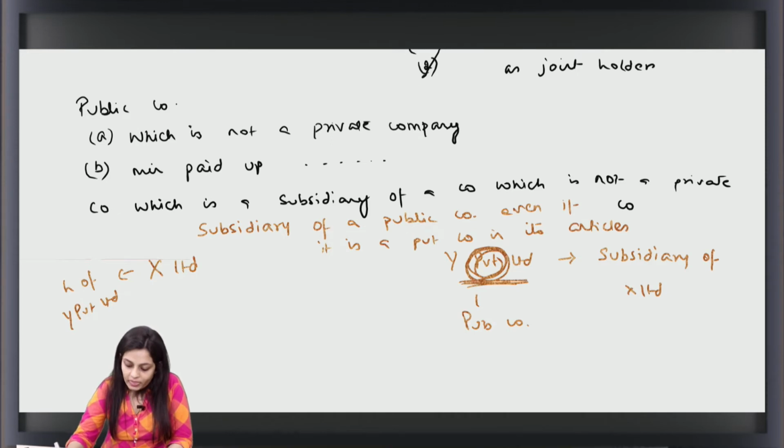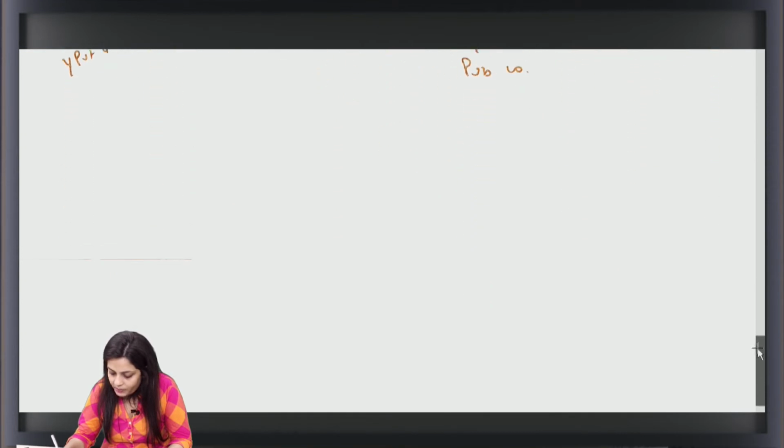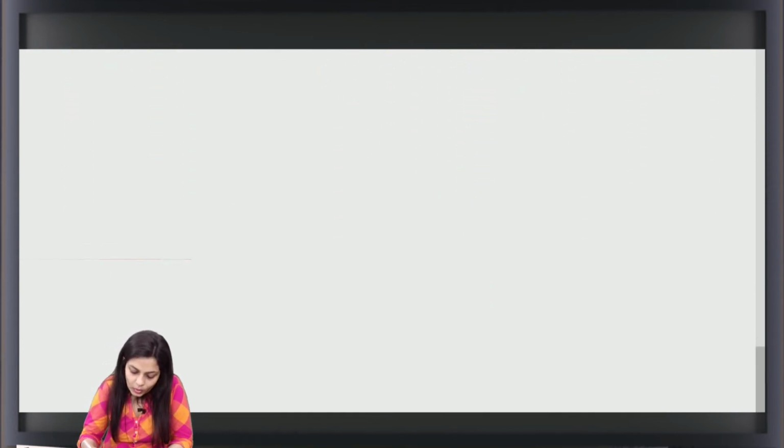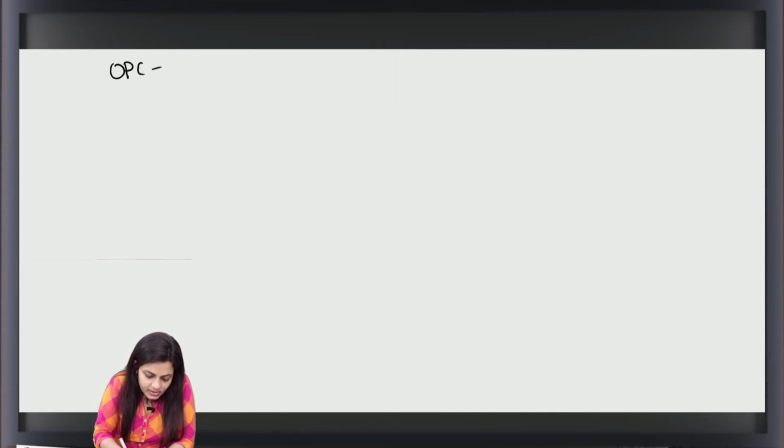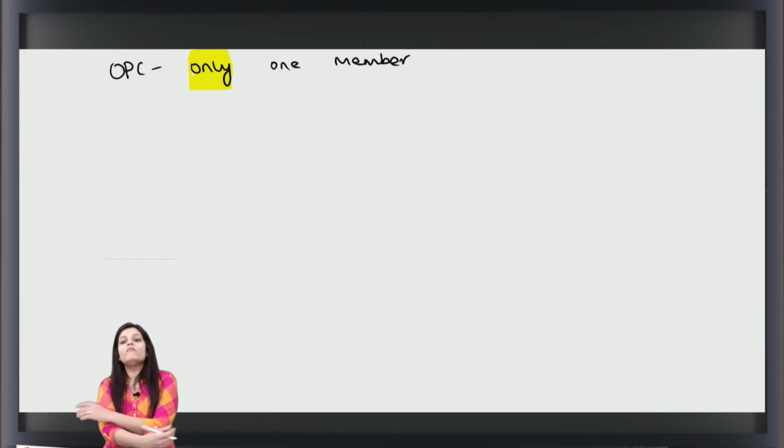Now the next one that we have in this discussion is OPC. What do we mean by OPC? The section defines this as a company which has only one member. I told you earlier also when I was explaining the private company, please try to understand, it doesn't say minimum one member, it says only one member. It cannot even have two members. Now, why did we introduce this concept of OPC?